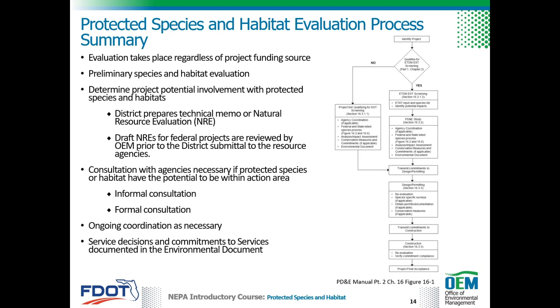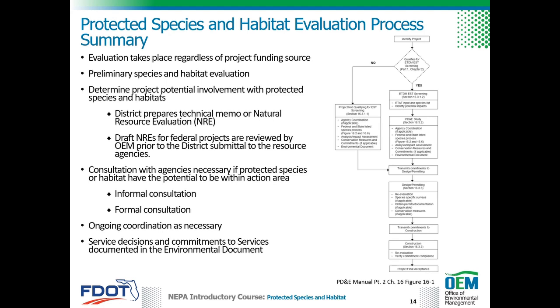Figure 16 TAC 1 of the PD&E Manual's Protected Species and Habitat chapter provides a flowchart of the protected species and habitat evaluation process. Every transportation project should be reviewed for the potential presence of protected species and wildlife habitat. If found to be present in the action area, the project's involvement with the protected resource should then be evaluated regardless of funding or environmental document type.